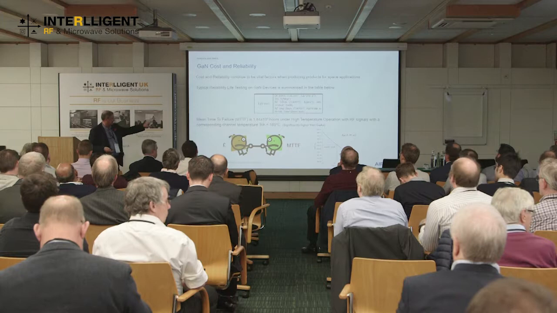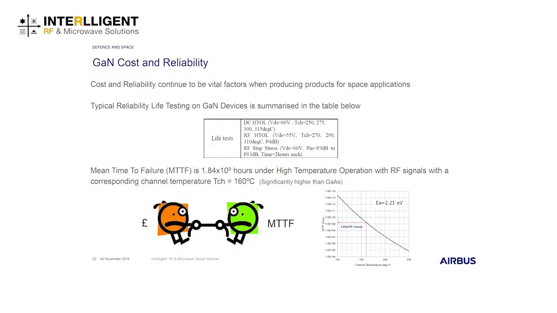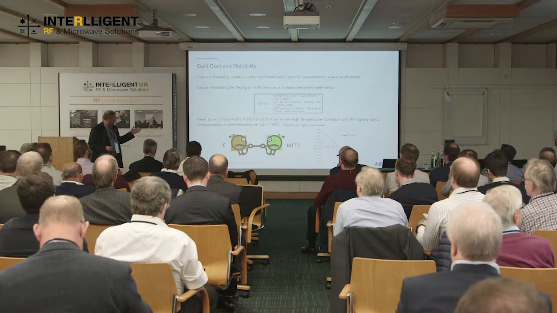Obviously, all of these things are a trade-off, and channel temperature is a good example. So when Dominic was talking about modelling GaN, it's a critical thing for us, trying to make sure that we don't exceed the channel temperature. And in space, of course, we have an extremely conservative channel temperature compared with what GaN can actually achieve. But that's, again, part of the reliability question.